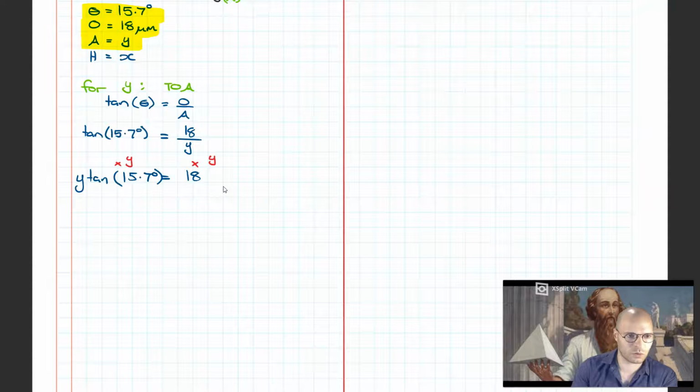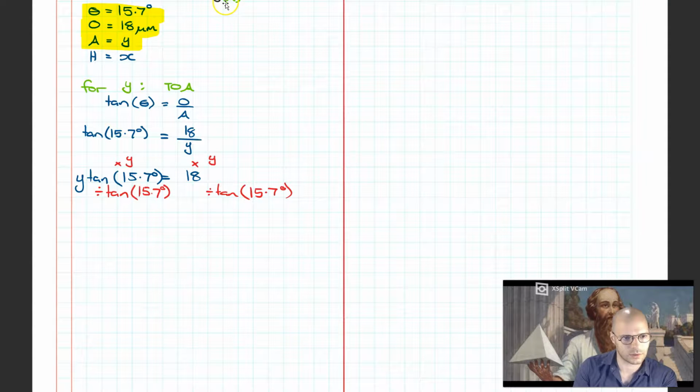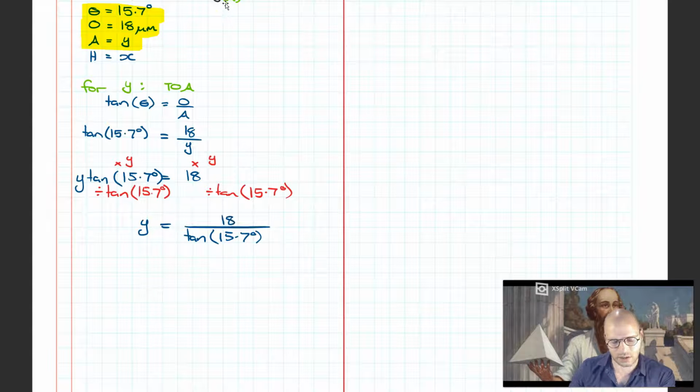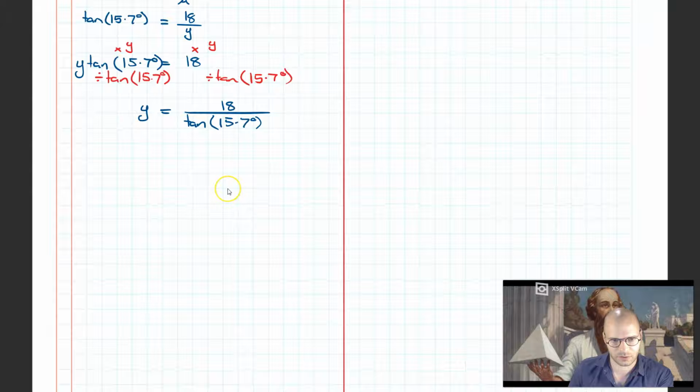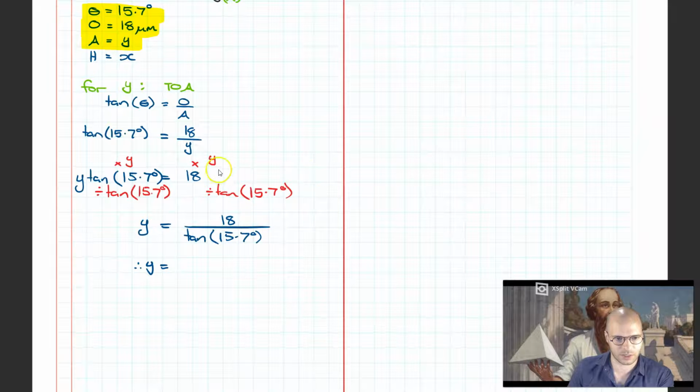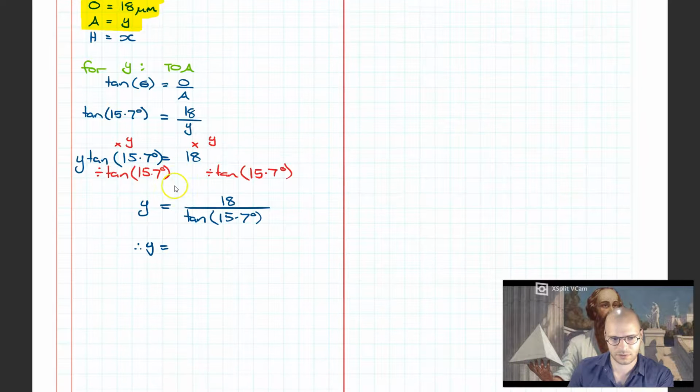And of course, we don't want y tan, rather we want to know what is the value of y. So I'm going to remove tangent by dividing both sides of the equation by tan 15.7 degrees. Just like that. This is going to yield a result of y equals 18 over tangent of 15.7 degrees. And thus we successfully rearrange the equation such that y becomes the subject. So notice the two extra steps here. We multiply by y and then we divide by tangent. Now there's other ways to make y the subject, but I recommend following this just for now.